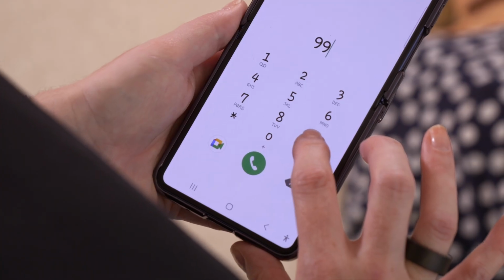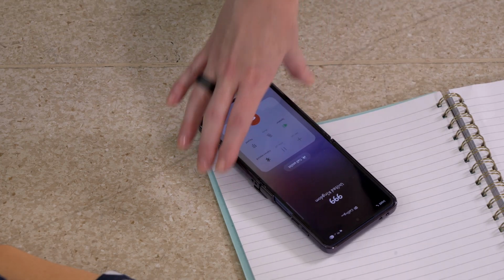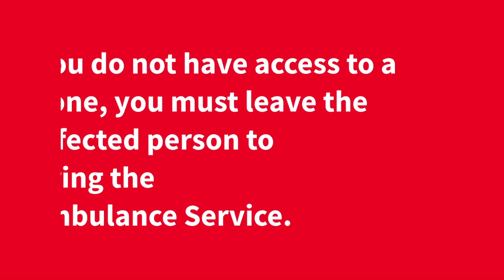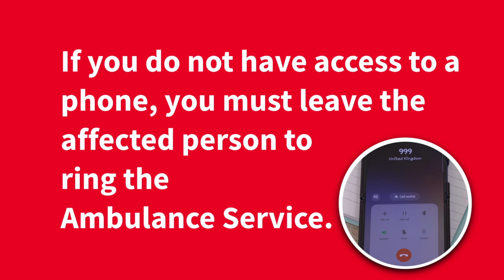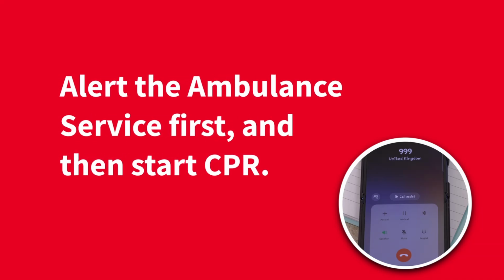Step 3. Ask a helper to call 999. Or, if you are a lone rescuer, use your own phone to call 999 and put the phone on loudspeaker. Tell them you are with someone who is not breathing and immediately start CPR, assisted by the dispatcher. If you do not have access to a phone, you must leave the affected person to go and ring the ambulance service. Alert the ambulance service first and then start CPR.